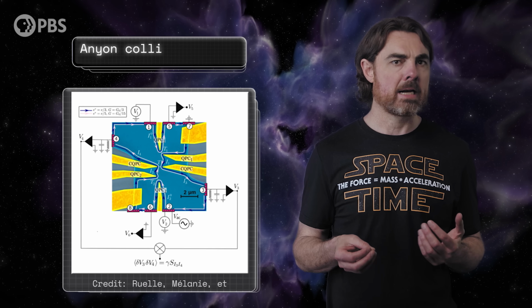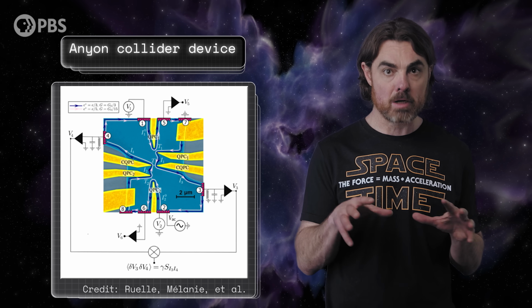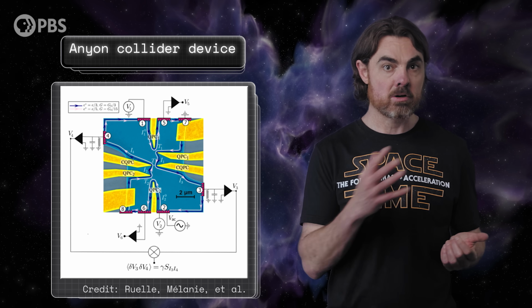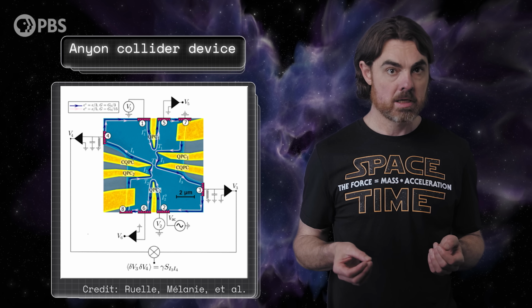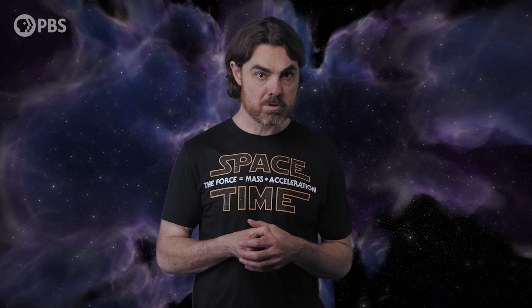This team even managed to move the anyons in specific directions and make them collide with each other, and by analysing these collisions, they were able to prove that the anyons had a spin of a third instead of the usual half for electrons. Anyons could also be useful in quantum computing.